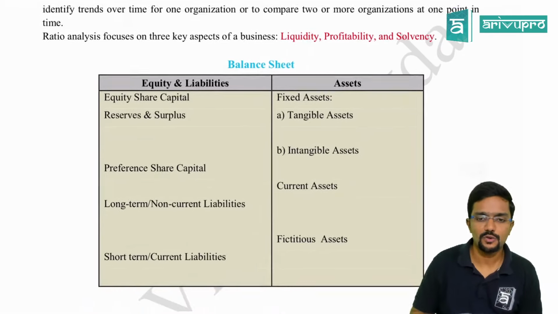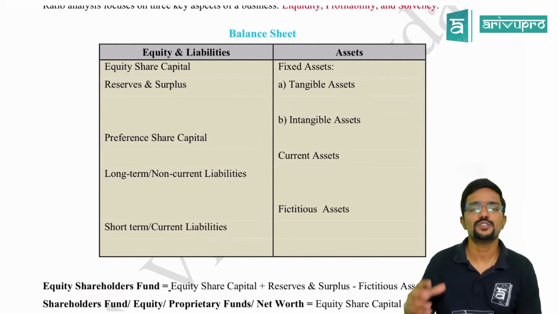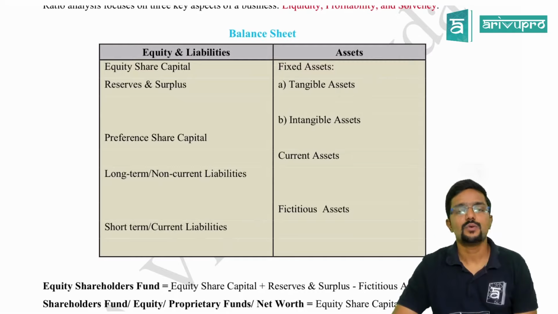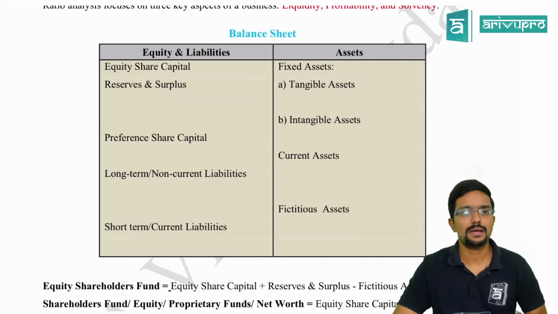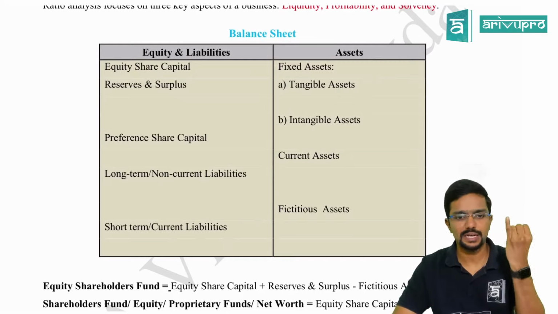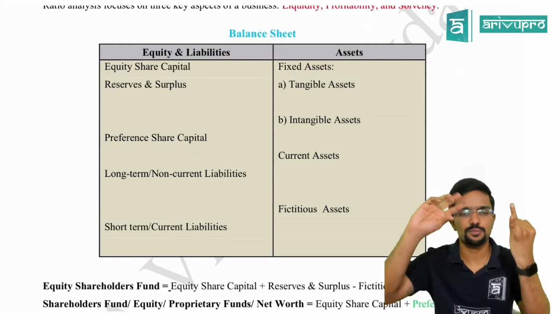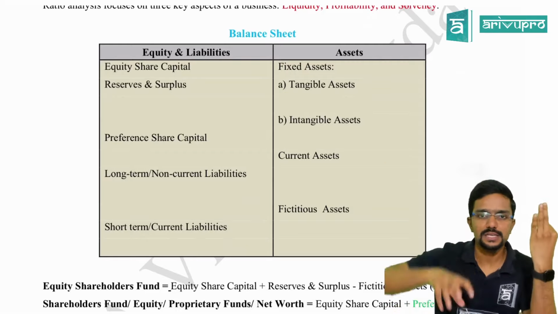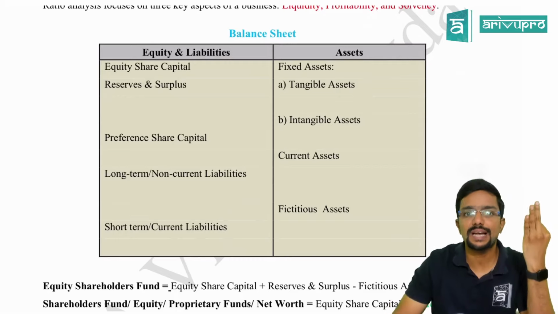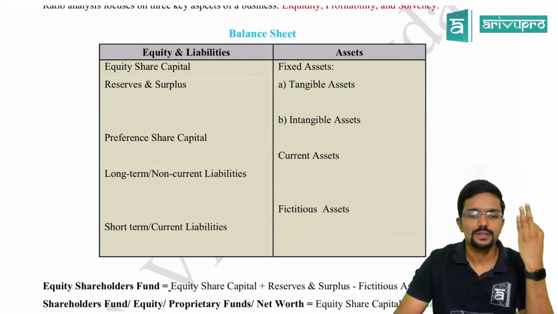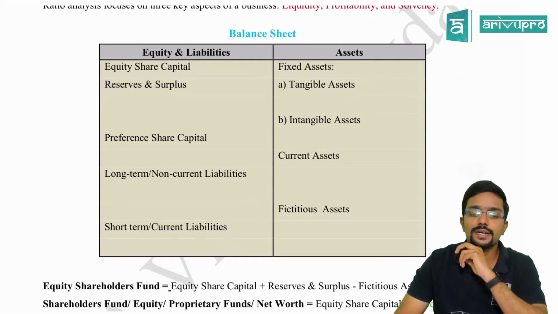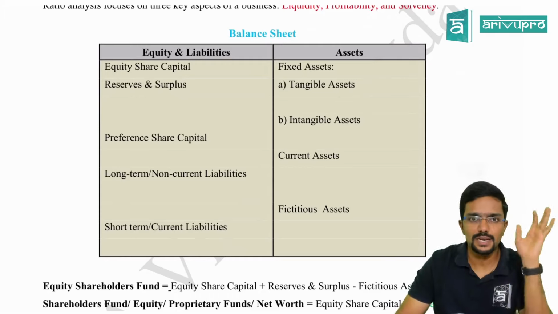Okay. So before going through the ratios, you should know the rough balance sheet format. Clear? So what are those? On the equity and liability side, we will have equity share capital, reserves and surplus, which both belong to equity shareholders. Then comes preference share capital. All these three put together, we call it owner's capital. Clear? Then long term or non-current liabilities. Then short term or current liabilities. This is the liability side.